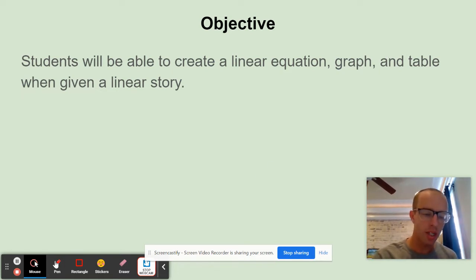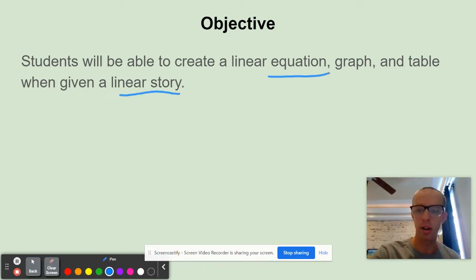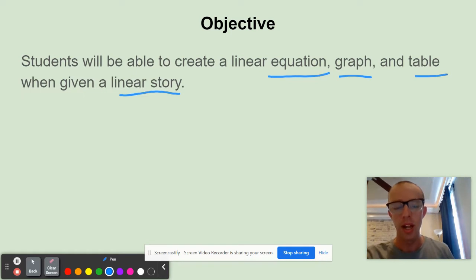Remember, we can show mathematical relationships in any of these four ways: a story, equation, graph, or table, and it doesn't change the meaning. It's just changing the form. Just like when I change water to ice, it doesn't change the chemical makeup, it just changes how it's presented.